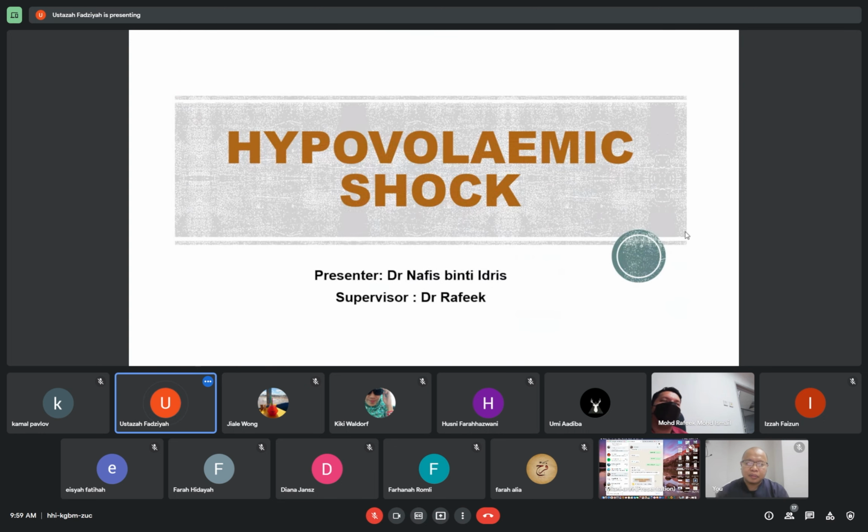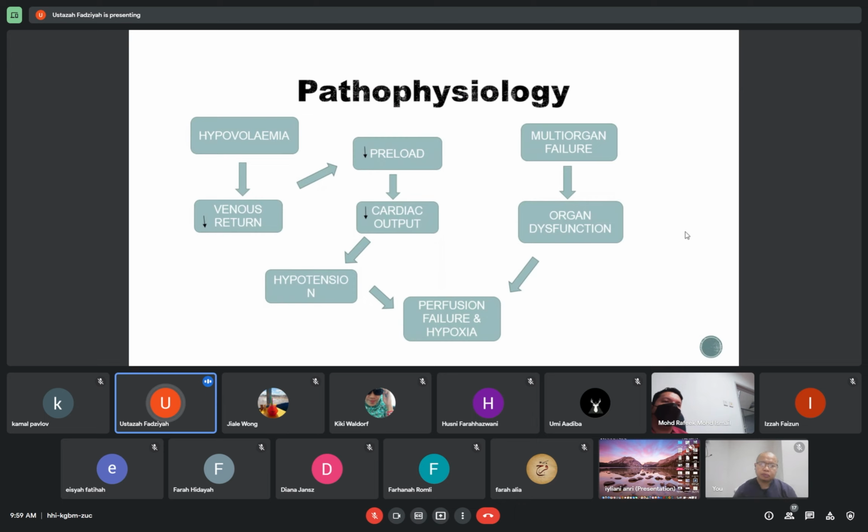So the pathophysiology in hypovolemic shock starts with hypovolemia. It will cause a decrease in the venous return, which will cause a reduction in the preload and thus a reduction in the cardiac output, which leads to hypotension. In hypovolemic shock, there will be multi-organ failure which can lead to organ dysfunction. Both of these can lead to reduced perfusion and subsequently cause hypoxia.